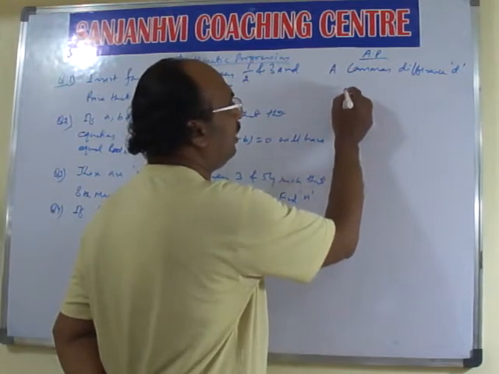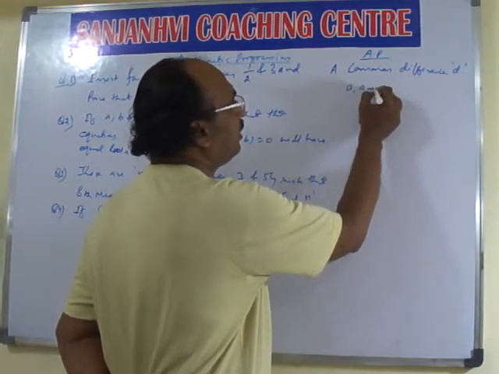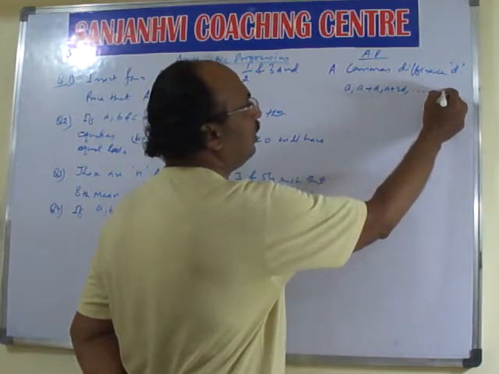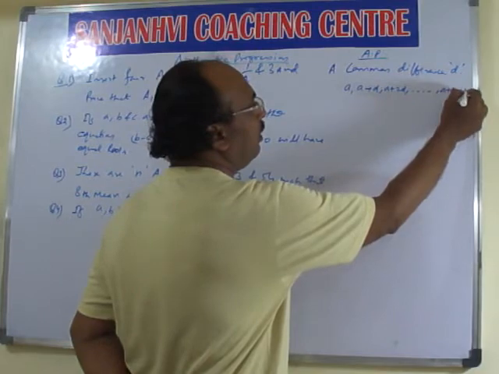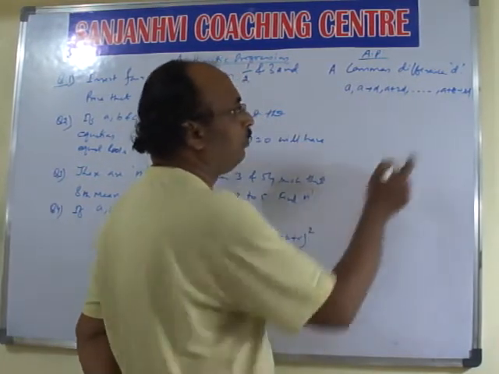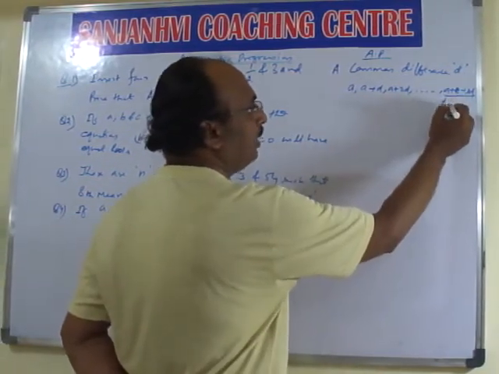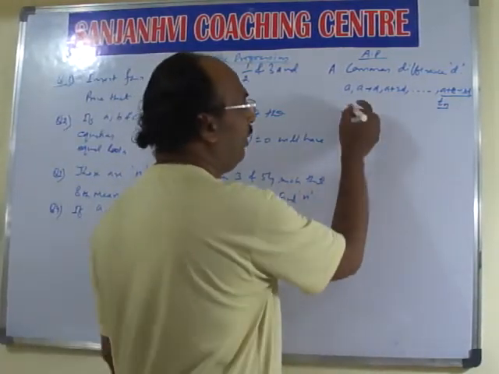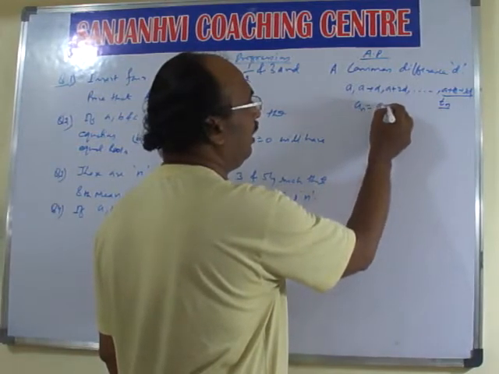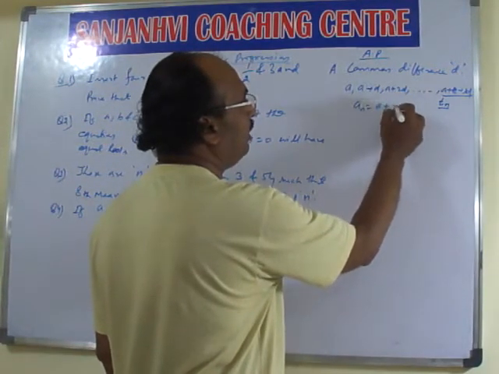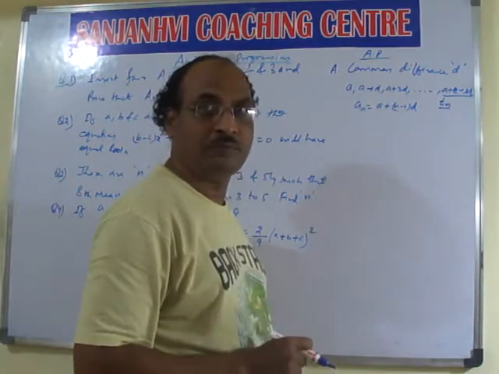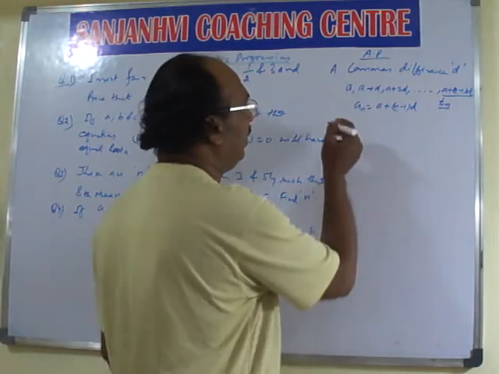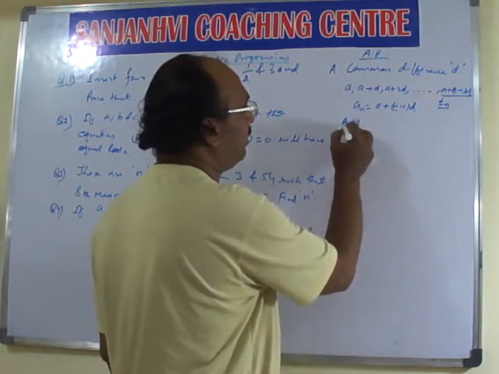So you are having a number of terms like a, a plus d, a plus 2d, and so on, a plus (n minus 1)d. So a plus (n minus 1)d will be the nth term. We find the nth term in an AP by utilizing the formula a plus (n minus 1)d. Then let us talk about arithmetic means.